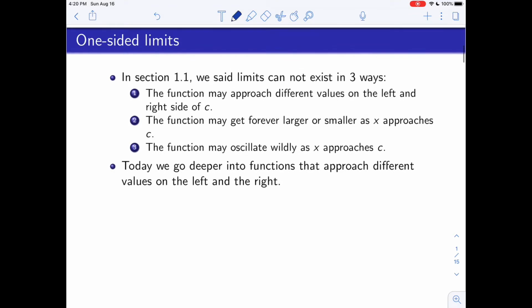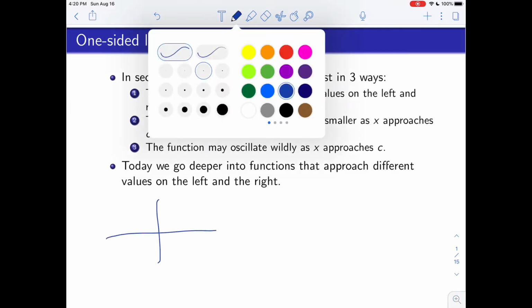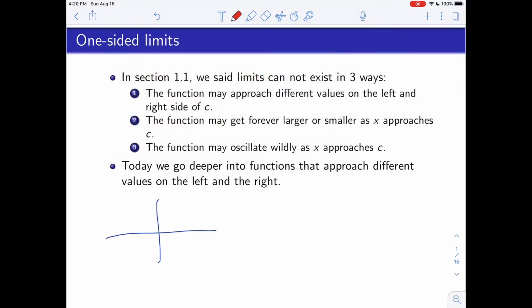So if you remember, back in section 1.1, there were three ways that a limit might not exist. The first one was that the function might go towards different y values on the left and the right side of c. The second one was that the function might get forever smaller or larger. That was the functions that looked something like this, where my function has an asymptote and it goes up or down forever.